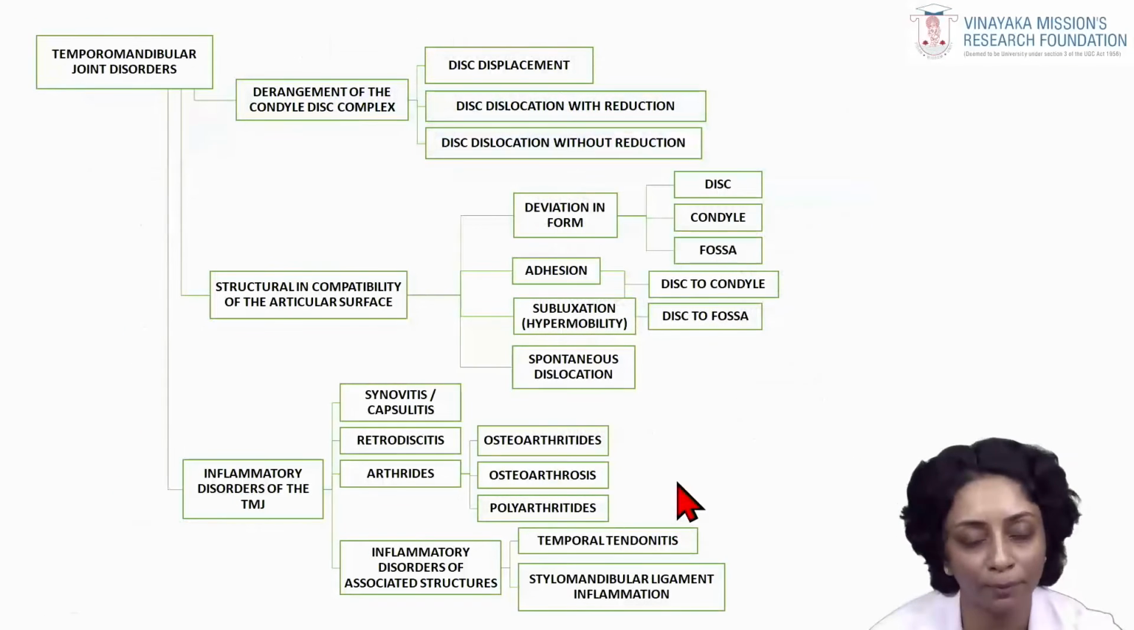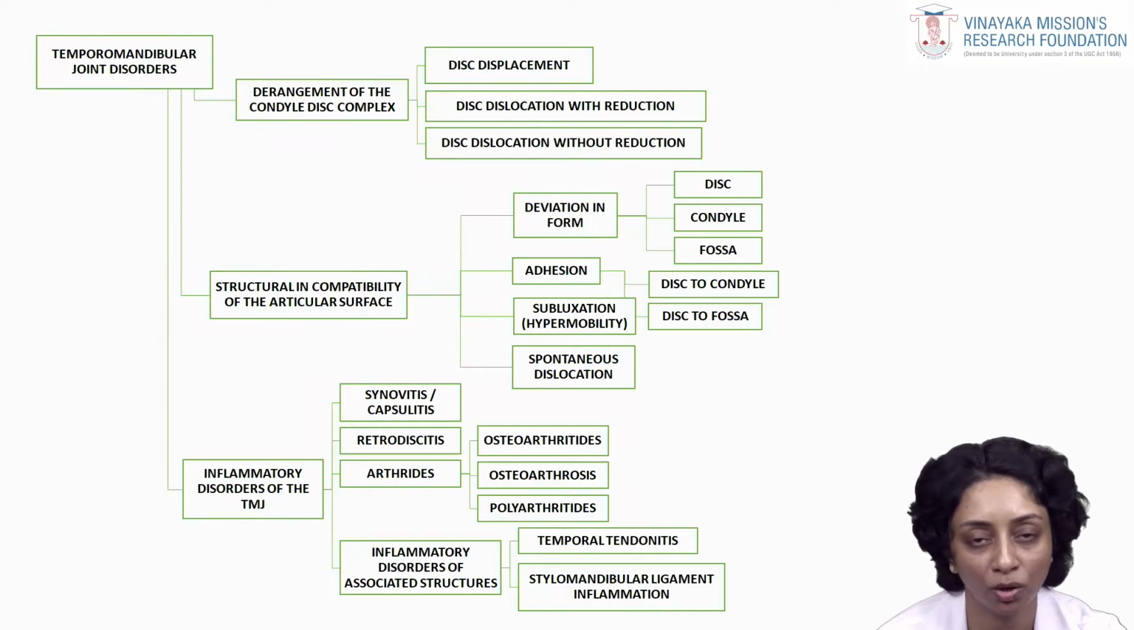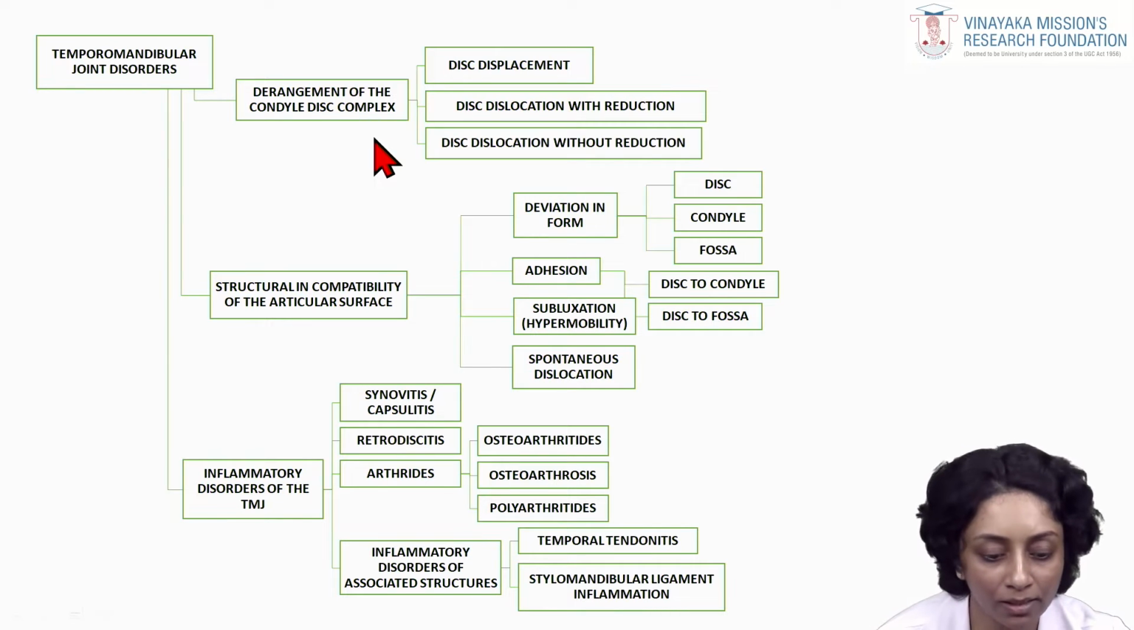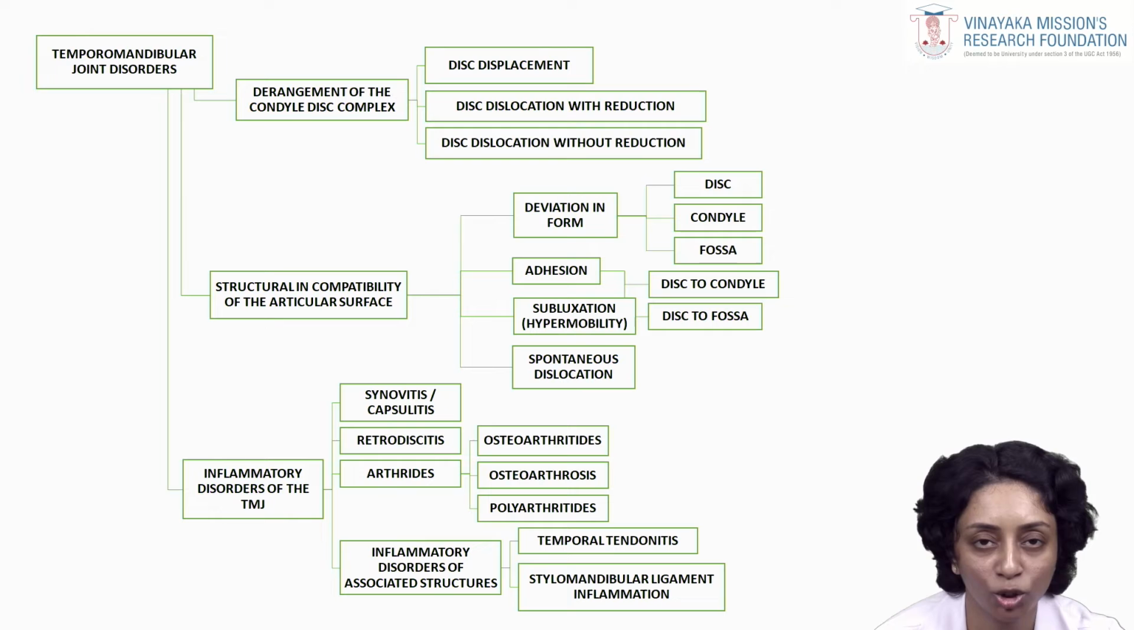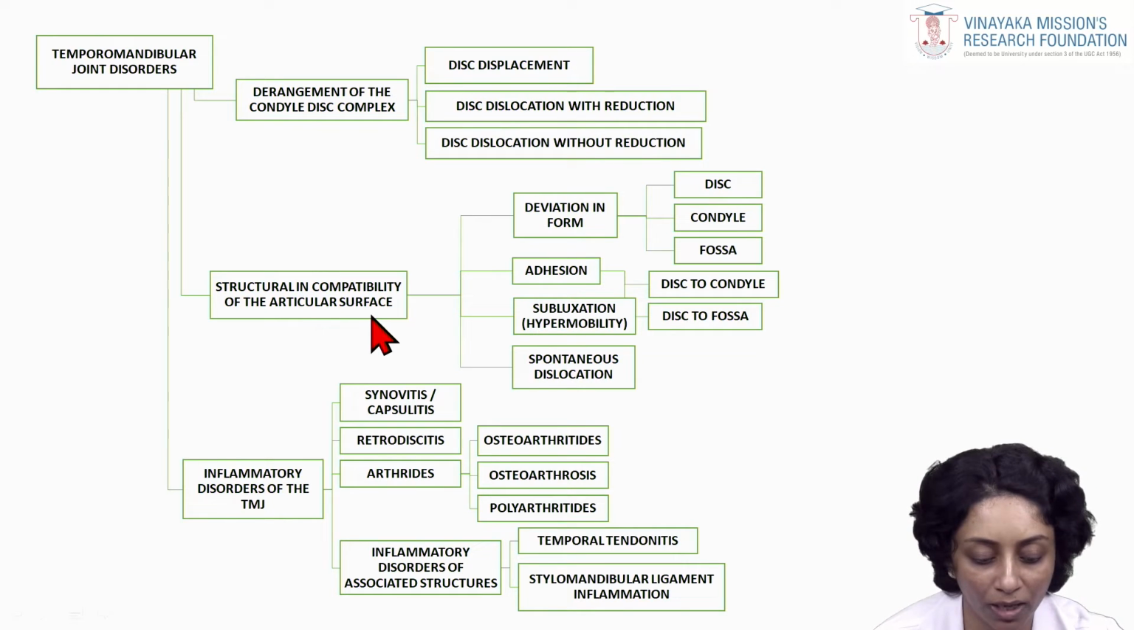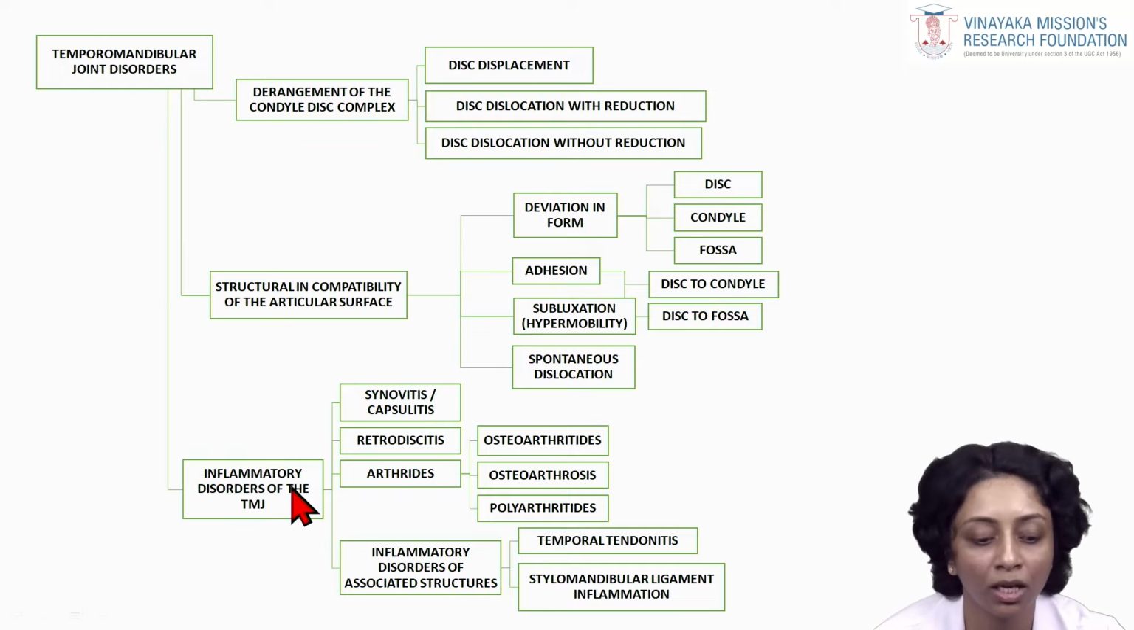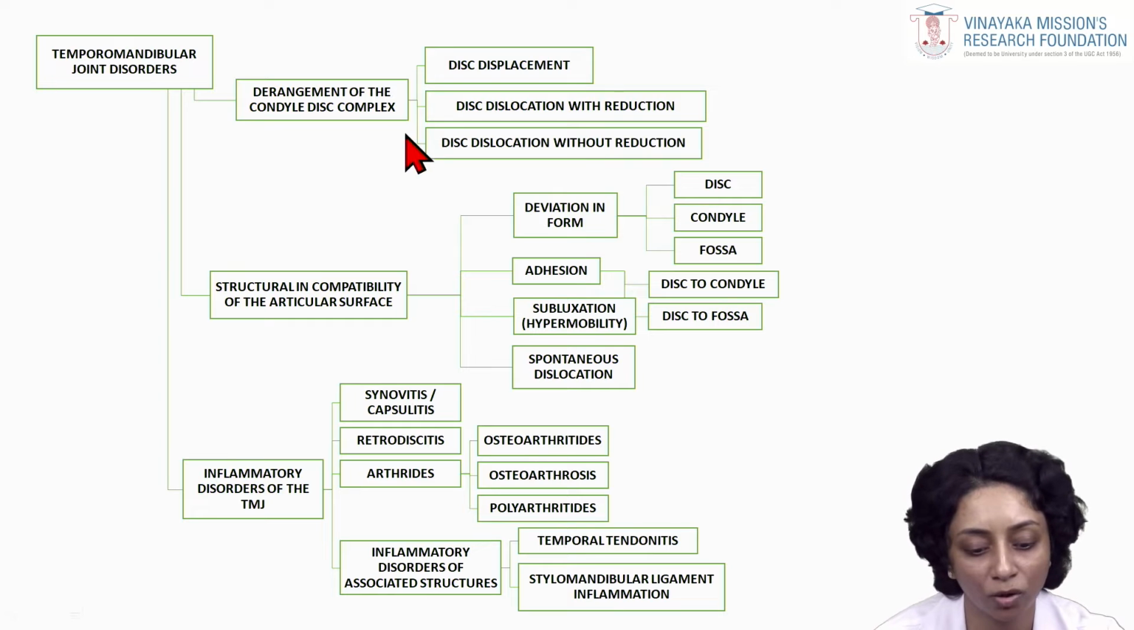Moving to the temporomandibular joint disorders itself, it is divided into three categories. That is, there is a derangement between the condyle and the disc, which is classified as derangement of the condyle disc complex. Then there is structural incompatibility of the articular surface, and then there are inflammatory disorders of the TMJ. Derangement of the condyle disc complex is the commonest disorder which we come across.